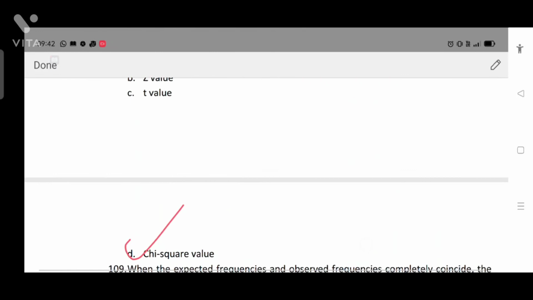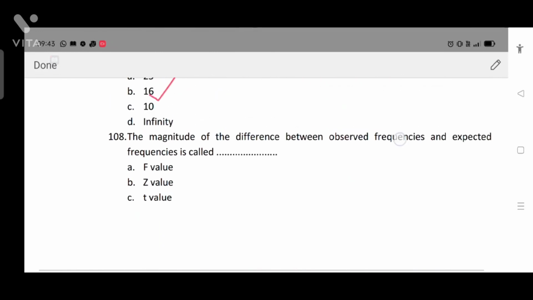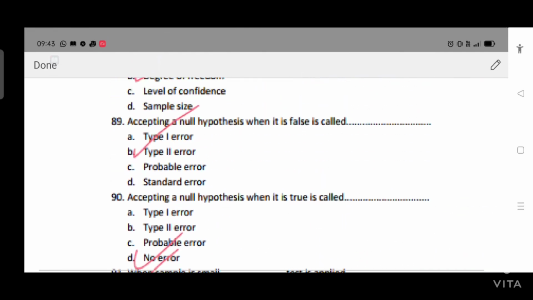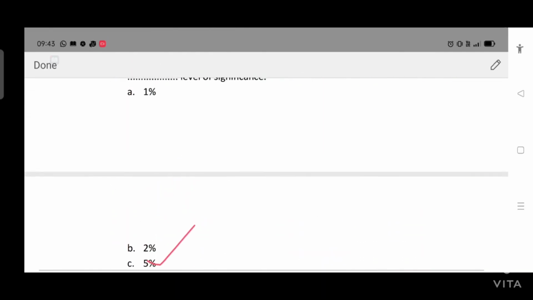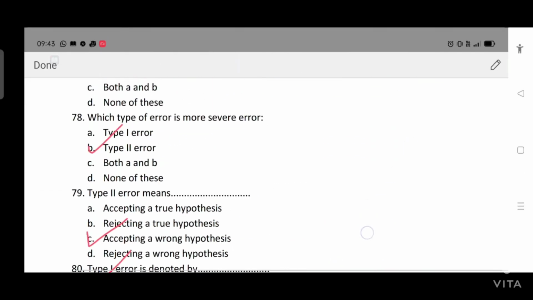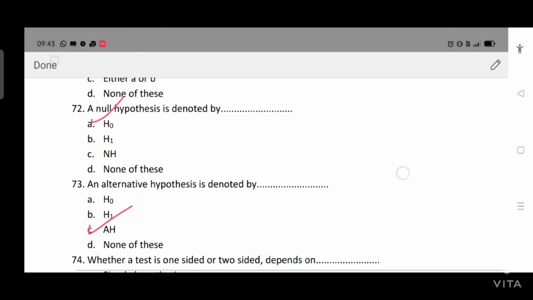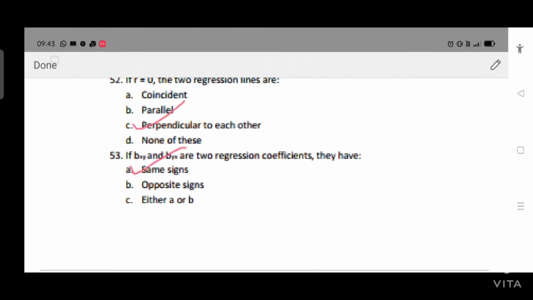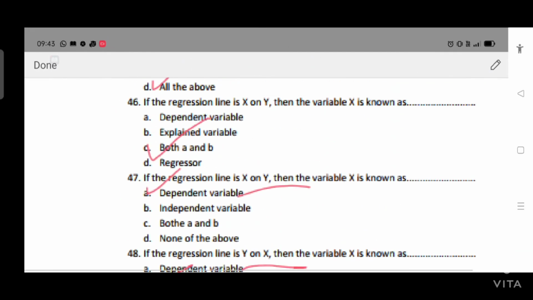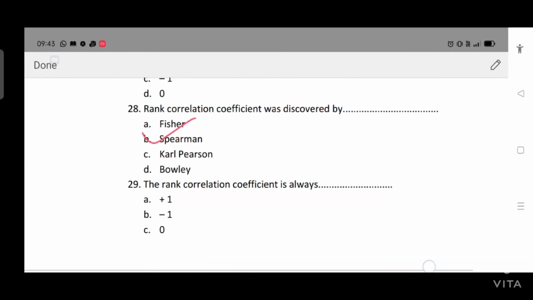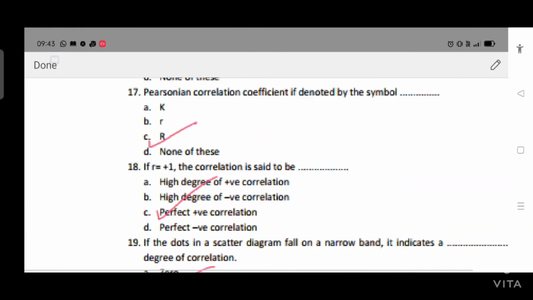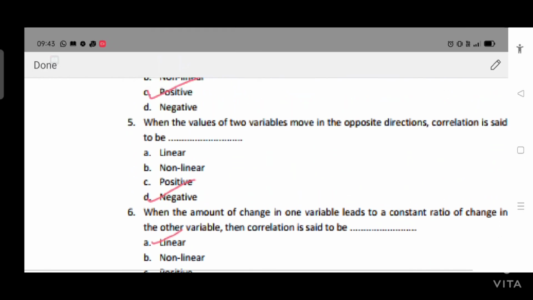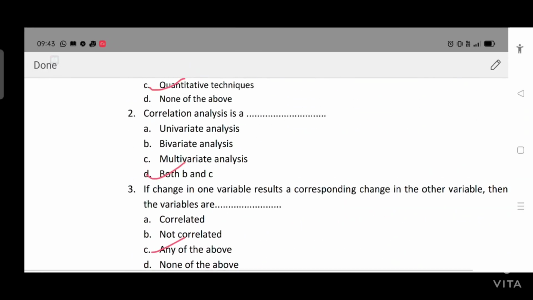This is a very important MCQ, data mining, a subtopic of what? All the TRB is very useful. PGTRB and TRB and SLET-NET. These are very important multiple choice questions in quantitative techniques. Please make a note.